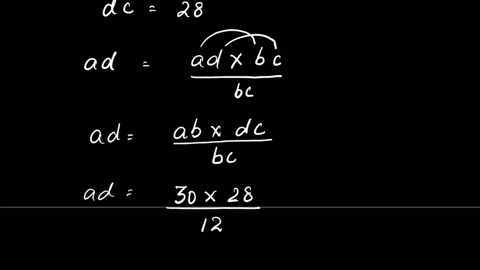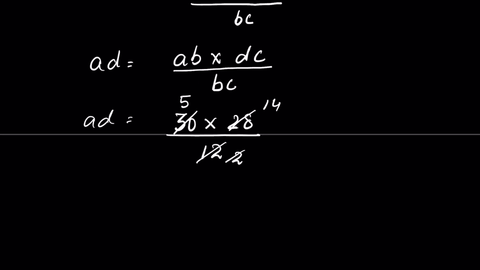12. Now 6 times 2 is 12 and 6 times 5 is 30. We divided both numerator and denominator by 6, and 2 times 14 is 28. So AD is equal to 70 square units. So this is the answer.